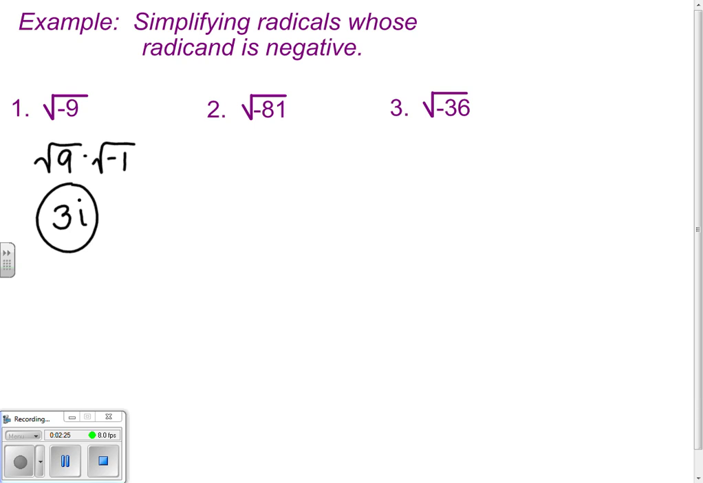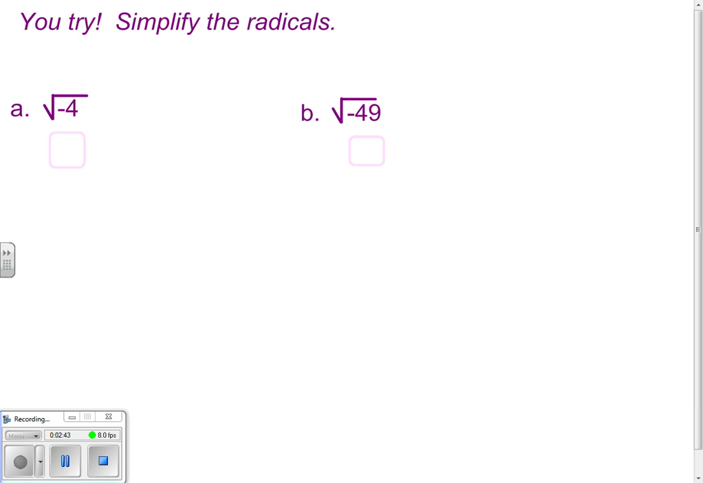So in number 2, the square root of -81 is 9I. 9 because the square root of 81 is 9 and I because you had a negative. Number 3, the square root of -36 is 6I. Anytime there's a negative under the radical, it's an imaginary unit. Pause the video to complete the Utries.